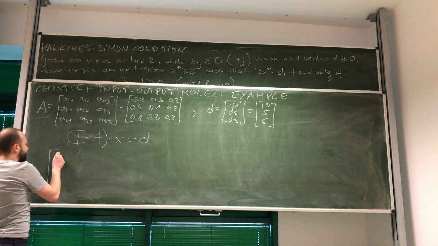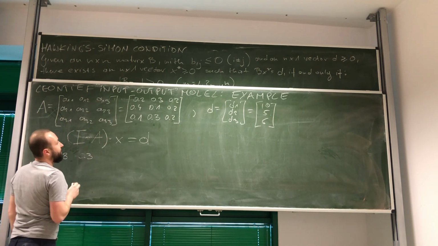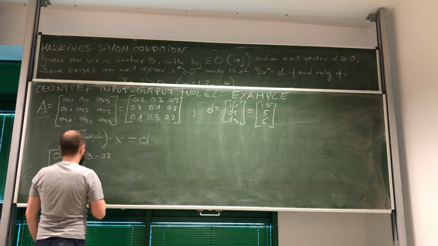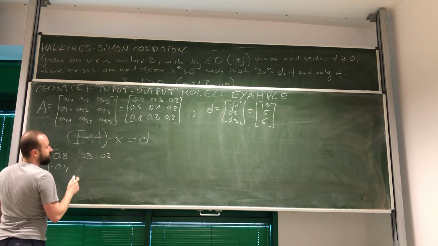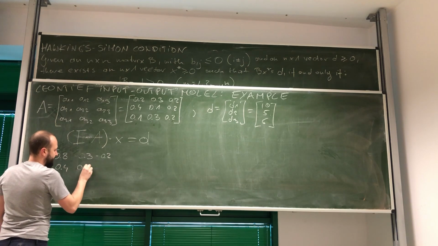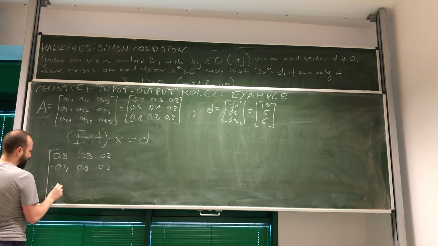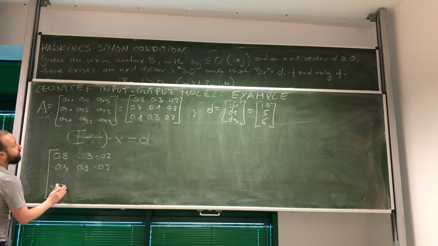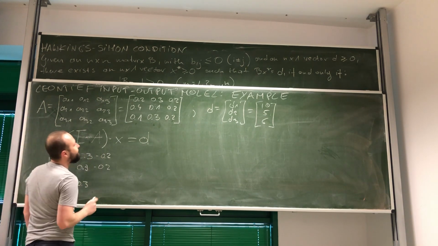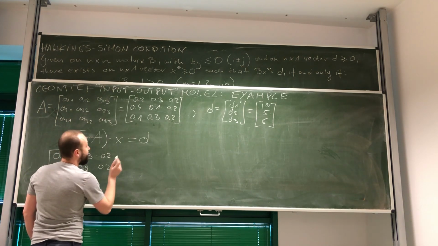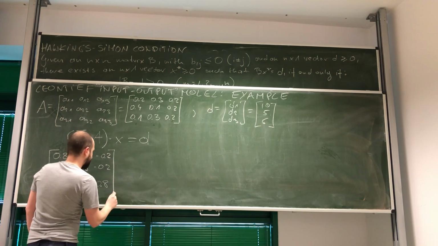So over here we will have 0.8, over here negative 0.3, and negative 0.2. Then we will have negative 0.4, then 1 minus 0.1 is 0.9, and negative 0.2. Then we will have negative 0.1, negative 0.3, and 1 minus 0.2, which is 0.8. Okay.